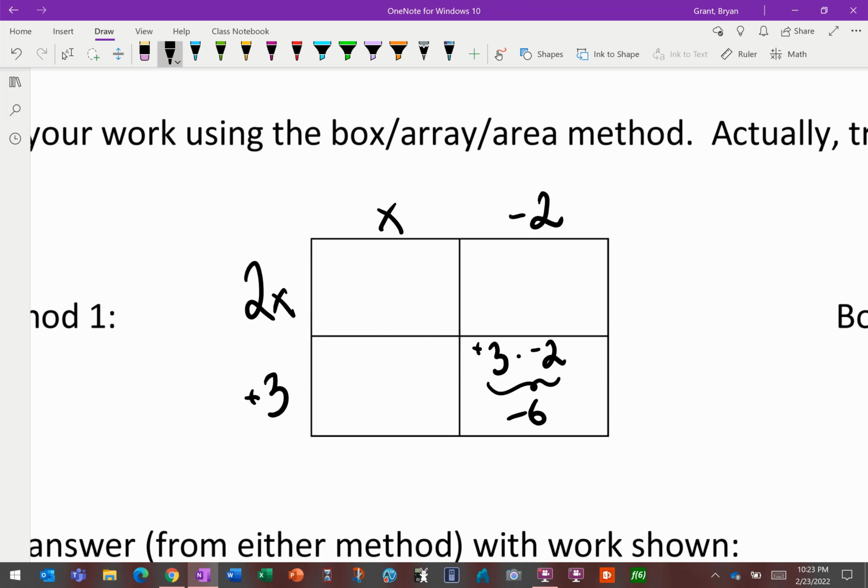Multiplying the rest, 2x times negative 2 is negative 4x. x times 3 is 3x. And 2x times x is 2x squared.